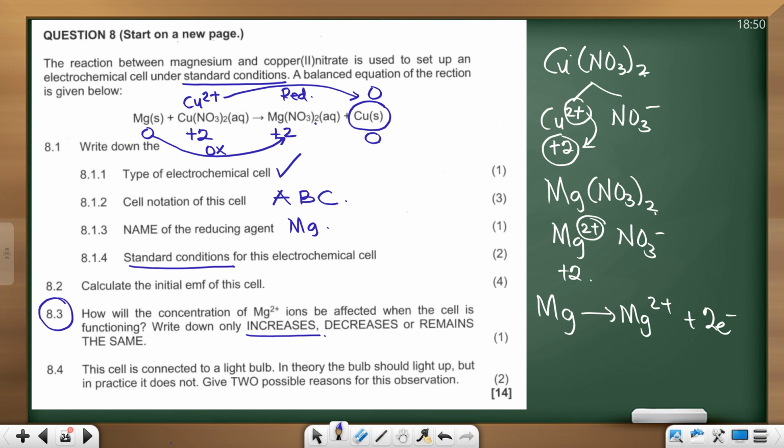The cell is connected to a light bulb. In theory, the light bulb should light up, but in practice, it does not. They're asking you to think here. What are the possible reasons for the light bulb not to be on? One, the salt bridge may not be connected. But the salt bridge must be immersed into it. What is the function of the salt bridge? To connect. Now you think it's connected, but it's not going into the solution. What's happening? It's an open switch. So the light bulb will not work.